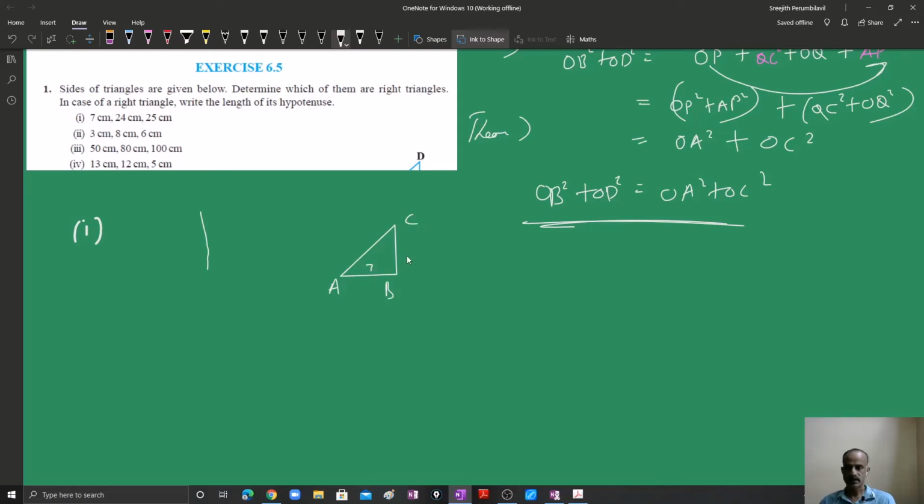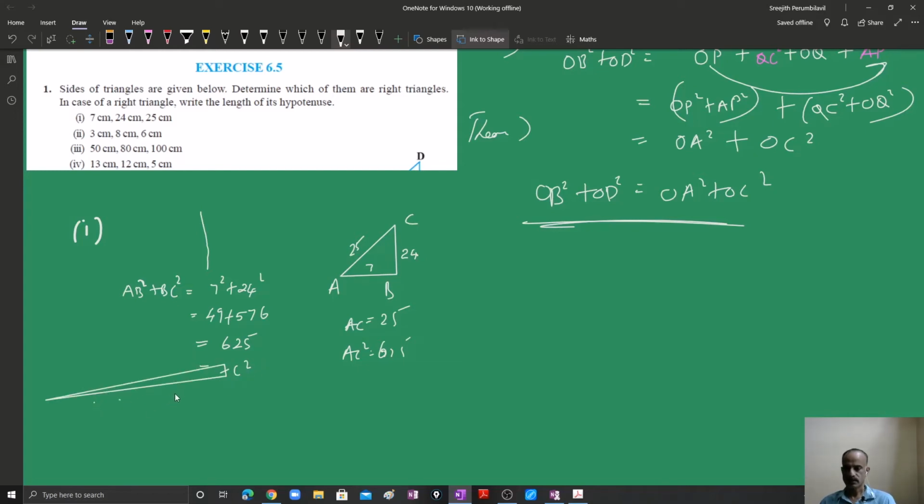One side is 7 centimeters, 24. It's not an exact figure because 7 and 25, it's just a rough figure. So we'll find AB square plus BC square. It's grade 9, you know the concept. That is equal to 7 square plus 24 square, that is equal to 49 plus 576, which is equal to 625. AC is given to be 25. So what is AC square? That is equal to 625.